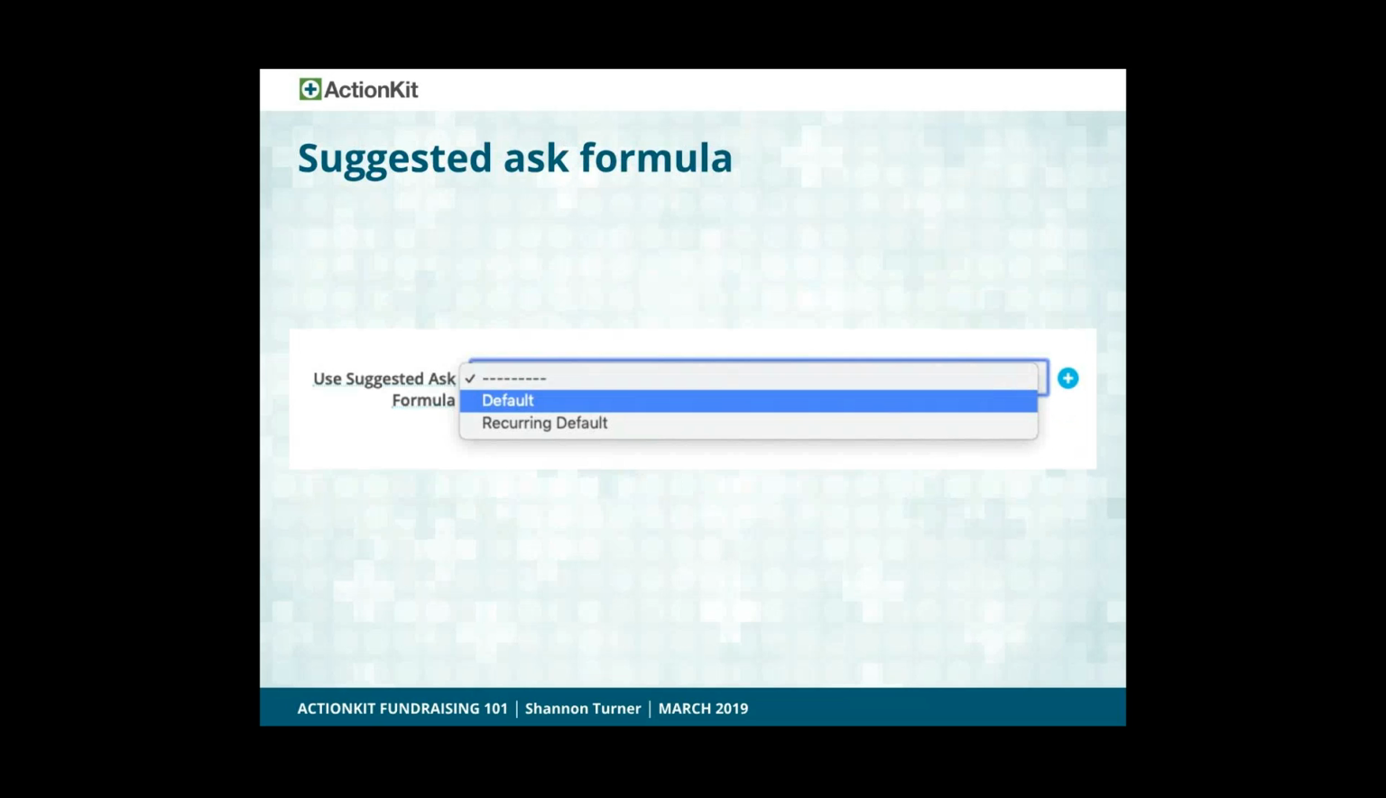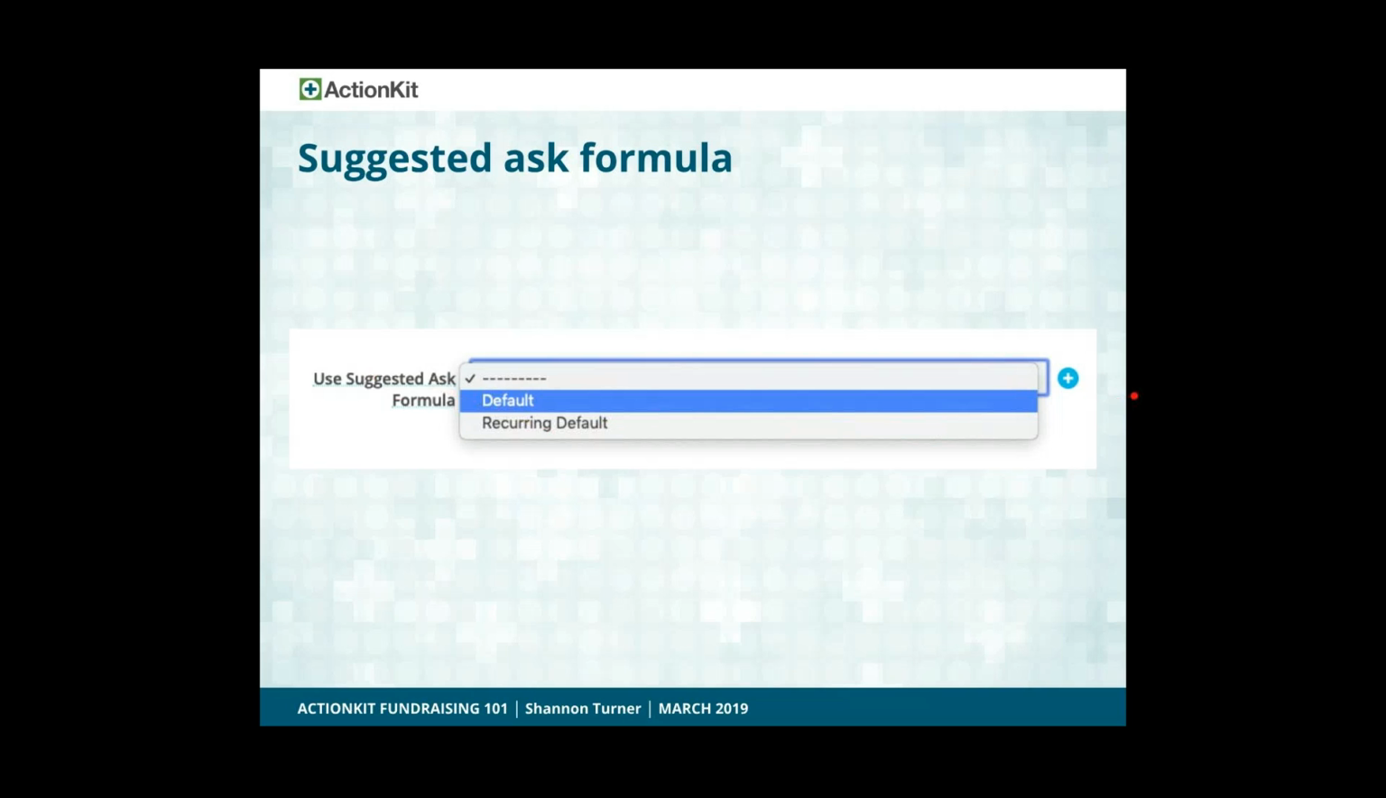The suggested ask formula is something we're going to spend a bit of time on right now. You can choose whether to use the suggested ask formula if you want. What a suggested ask formula is, it looks at a person's previous donation history to figure out how much money to ask for. We've given you a default suggested ask formula and also a default suggested ask formula for asking for recurring donations, but you can also customize your own.